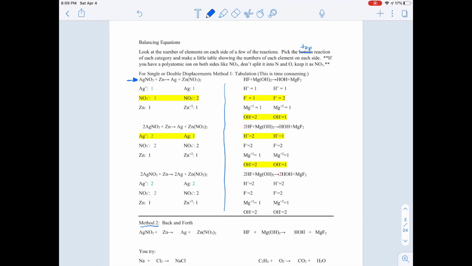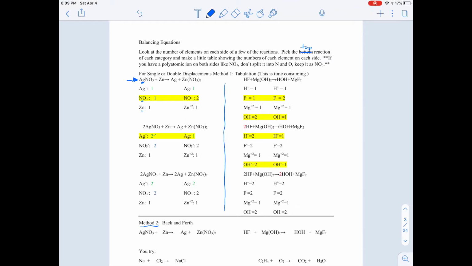So notice I have an AG table because I have AG in it. And then I have NO3. Now see, if it's a polyatomic ion, absolutely keep it as a group. Don't split it into atoms or anything like that. And then the zinc right there. All right, so what we're going to say is we've got those numbers. Of silver, we've got 1 silver, we've got 1 NO3, and we have 1 zinc.